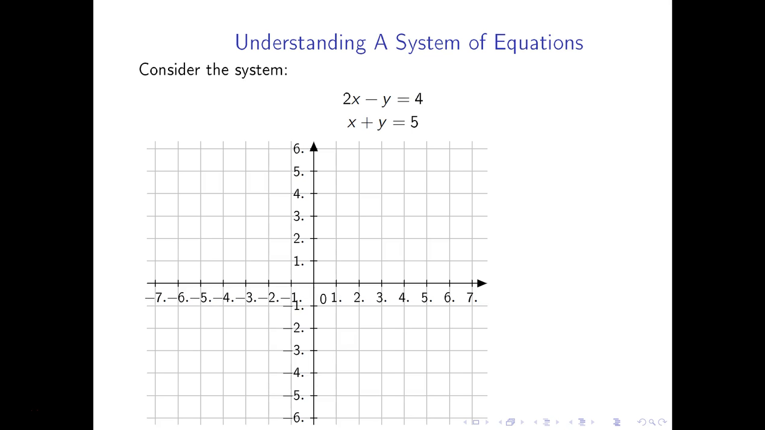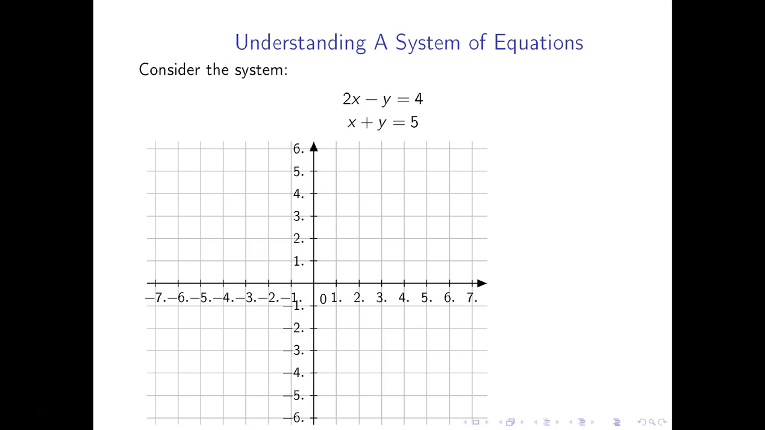So here is a system of equations: 2x minus y equals 4, and x plus y equals 5. So I have these two equations. I want you to pause the video, and I want you to graph both of those lines. Draw each line separately. Go ahead.